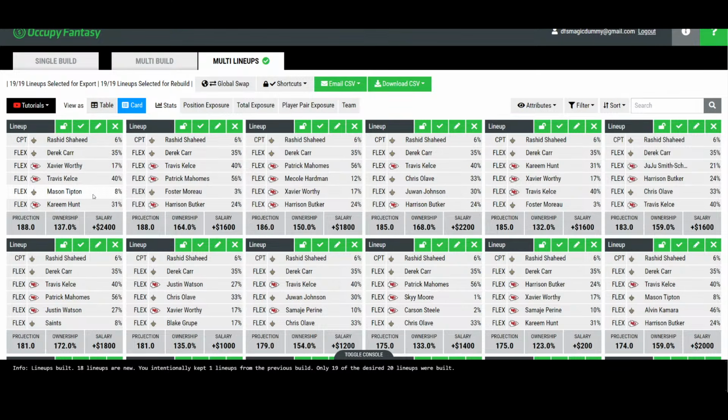Carr, Shaheed. It's got a low-owned punt in Tipton. This one leaves $2,400. Maybe that's too much for small field GPPs, right? Maybe. But you see a lot of these that use Shaheed leave a lot of money left on the table. That should let you know, if Shaheed goes off and he's the optimal captain, there's a good chance the lineup looks kind of weird. So this is a great exercise to know that if I build a Shaheed lineup, whether it's by hand or whatever, maybe I can leave more salary on the table, right?